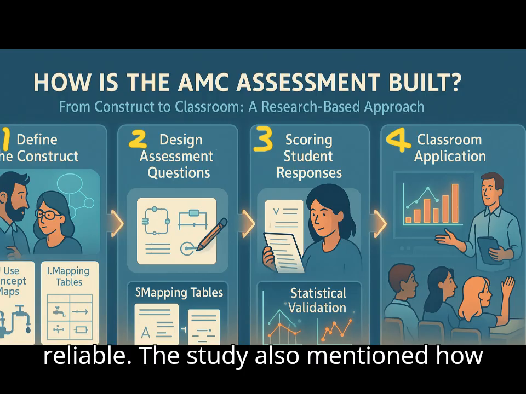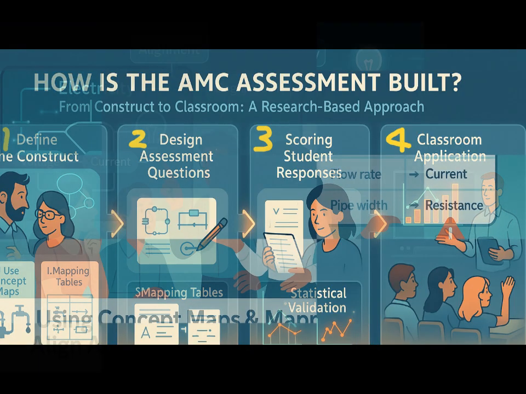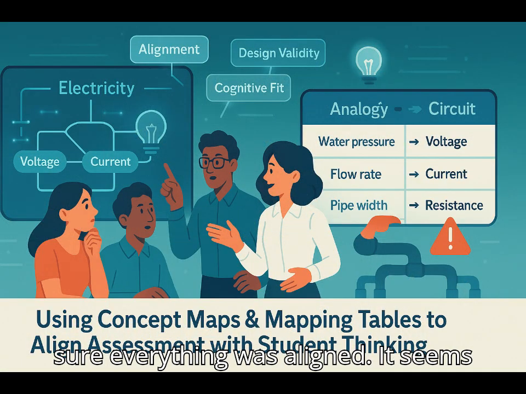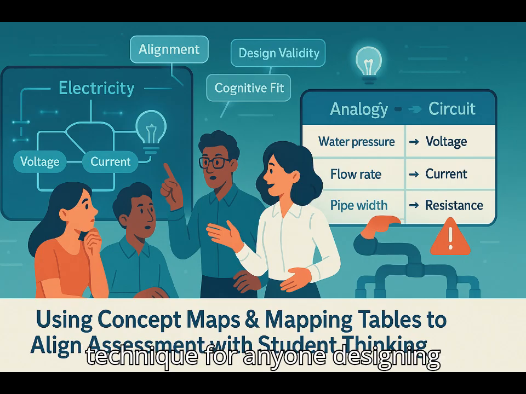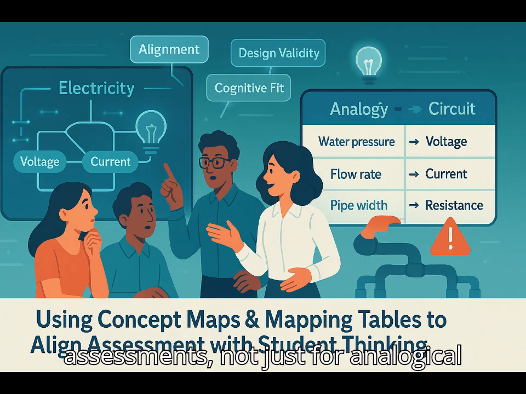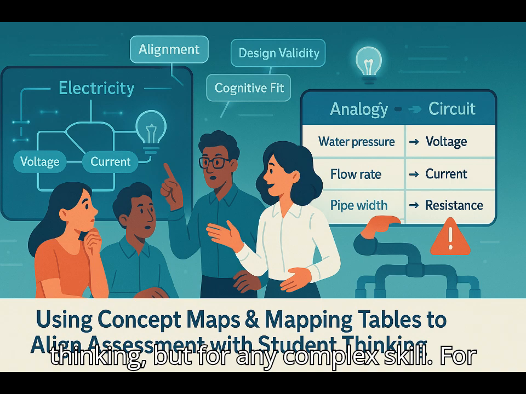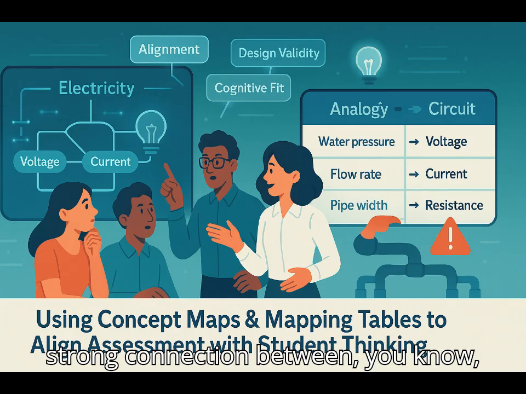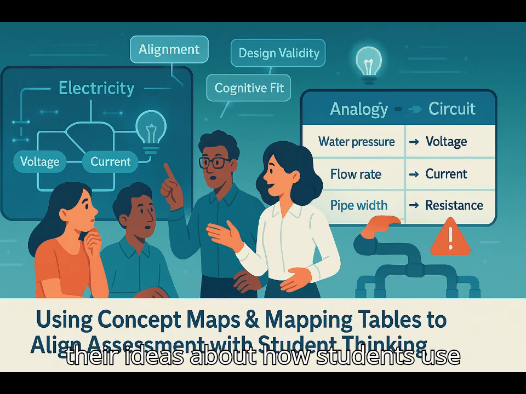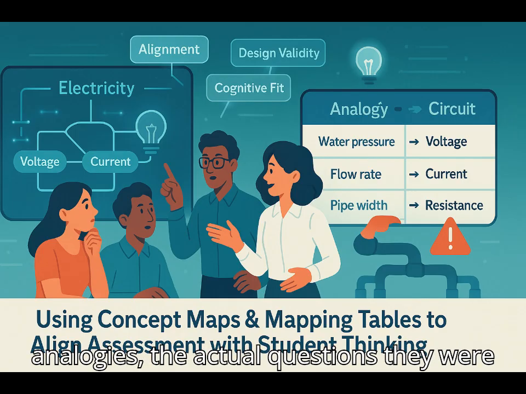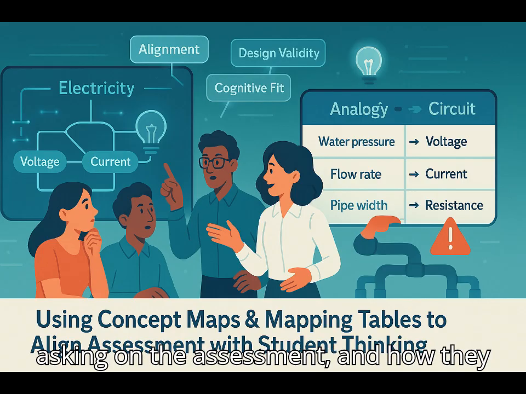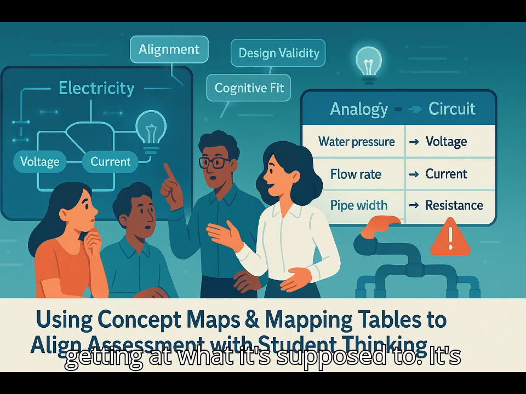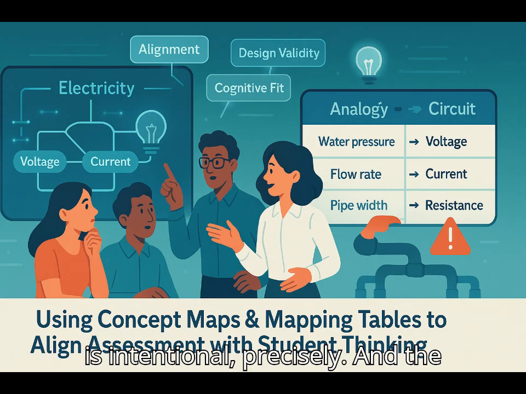The study also mentioned how they used concept maps of electricity and those structural mapping tables during the development process to make sure everything was aligned. It seems like that would be a really useful technique for anyone designing assessments, not just for analogical thinking, but for any complex skill. For sure. Those tools helped the researchers make sure that there was a strong connection between their ideas about how students use analogies, the actual questions they were asking on the assessment, and how they were interpreting the students' answers. It ensures that the assessment is really getting at what it's supposed to. It's like everything is connected, everything is intentional.